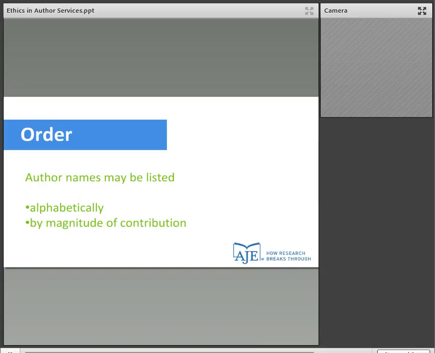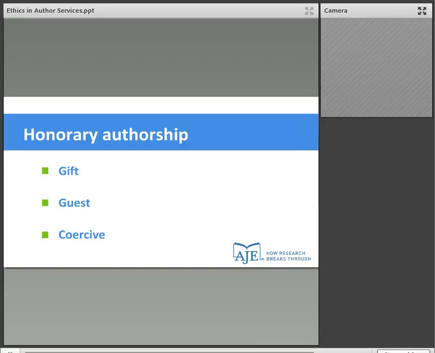On a side note, the order of the authors' names may be listed alphabetically, but typically it's going to be by magnitude of contribution. So that one author who's responsible is going to be first. That's your lead author. Sometimes you'll have the most senior scientist not be the corresponding author, and you can sort out whose name should go first.